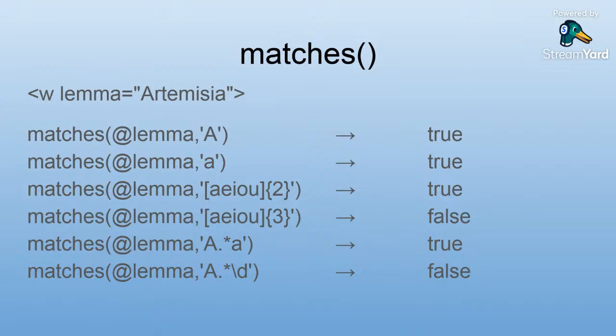So this is simply saying, if you search for the second argument in the first argument, using regular expressions, will you find it? So if you search for a capital A in Artemisia, which is the lemma over here, will you find anything? Yes, you will. You will find one capital A. If you search for a lowercase a, will you find anything? Yes, you will. You'll find a lowercase a here at the end as well.